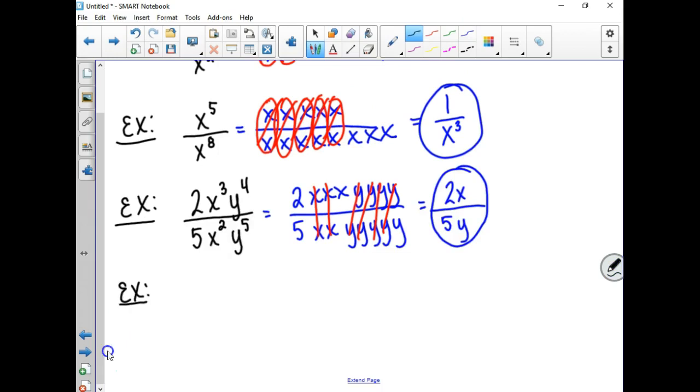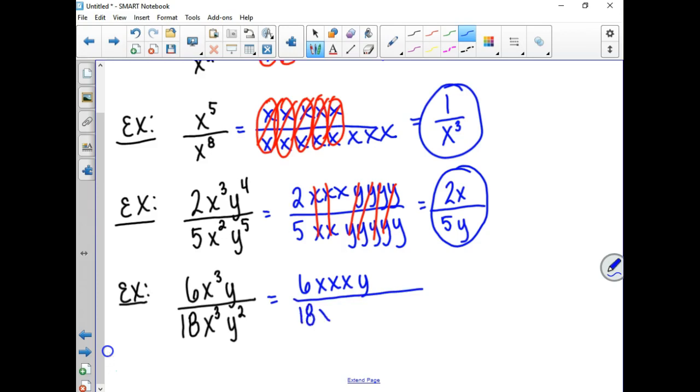Let's say that we have 6x to the third y over, let's do 18x to the third y squared. So whenever we look at this, we've got 6x times x times x times y over 18x times x times x times y times y. Now, in the last problem, 2 and 5 would not reduce, but here 6 and 18 will reduce. So what we want to do is reduce those. Both of them will divide by 6, which will give us 1 here in the numerator. If we divide the bottom by 6, we'll get 3 there in the denominator.